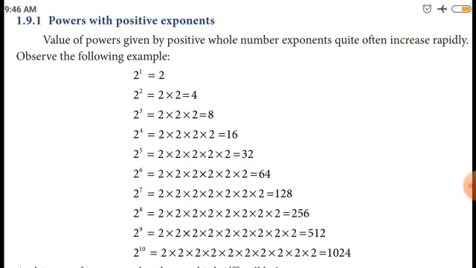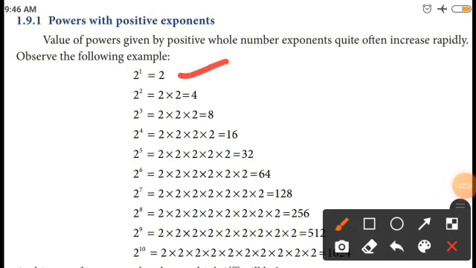2 power 1 is equal to 2. Next, 2 square, 2 into 2 is equal to 4. Third, 2 cube, 2 into 2 into 2, is equal to 2 2s are 4, 4 2s are 8. Next, 2 power 4 is equal to 2 into 2 into 2 into 2. This is 2 2s are 4, 4 2s are 8, 8 2s are 16. Next, 2 power 5 is equal to 2 into 2 into 2 into 2 into 2.